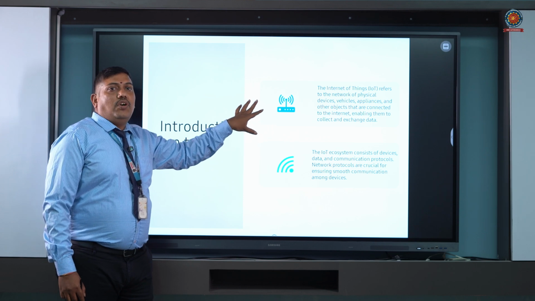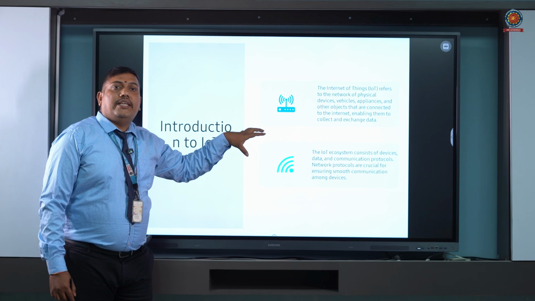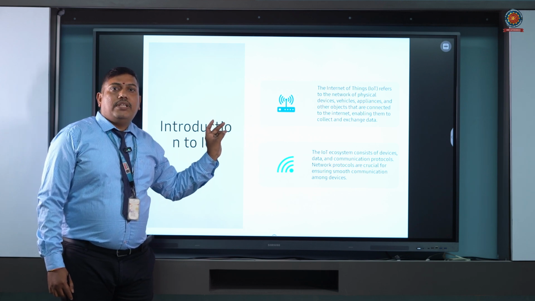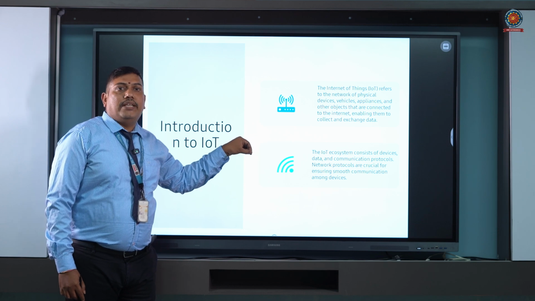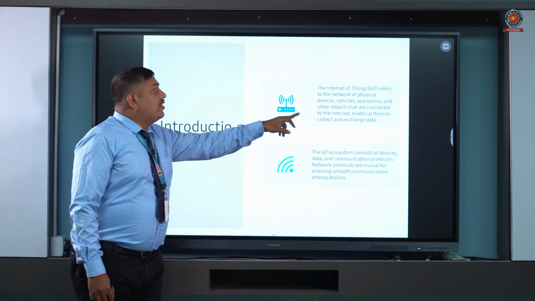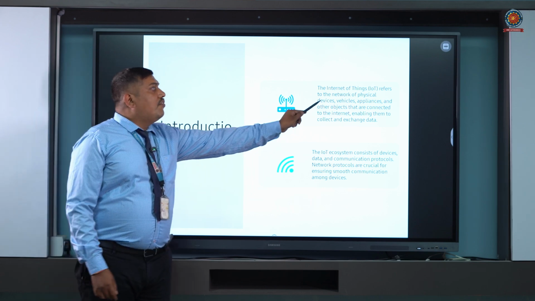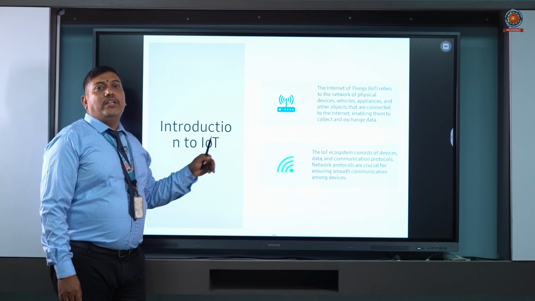So first you have to discuss IoT. What are the things you have to connect here? Embedded devices along with the software. What type of embedded things? Sensors and actuators. These are all physical devices that you have to connect.